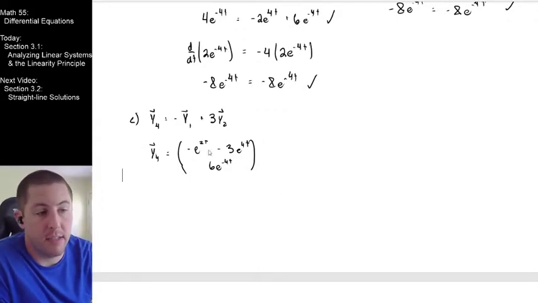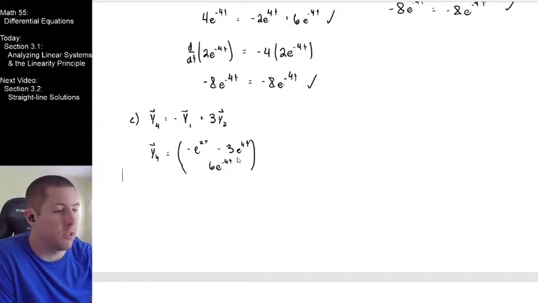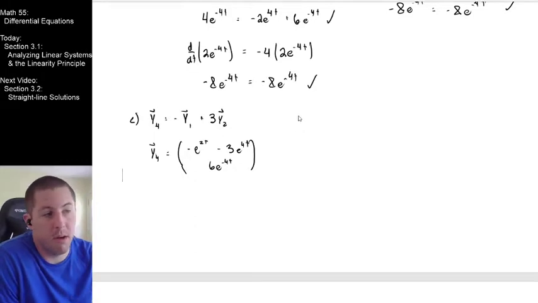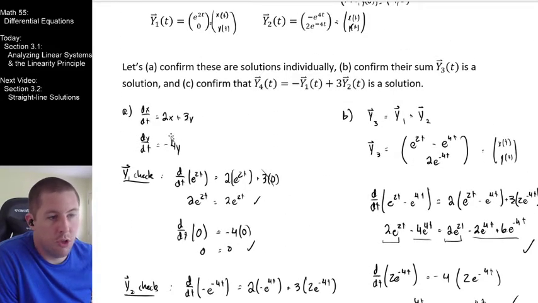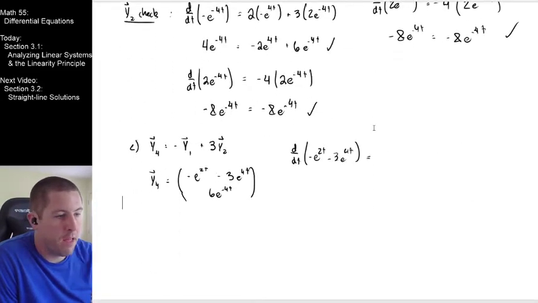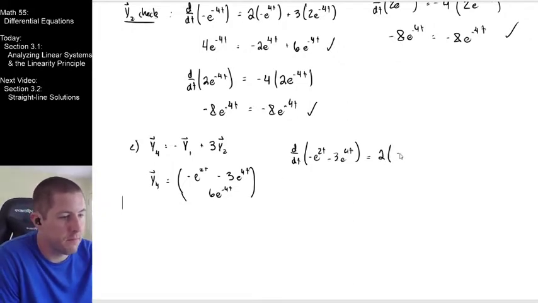So let's go ahead and check and see that y4 is in fact a solution to our system of differential equations, right? So we're going to take the derivative of our x component. And it should be equal to 2x plus 3y. So I've got 2 times our x stuff plus 3 times our y stuff.